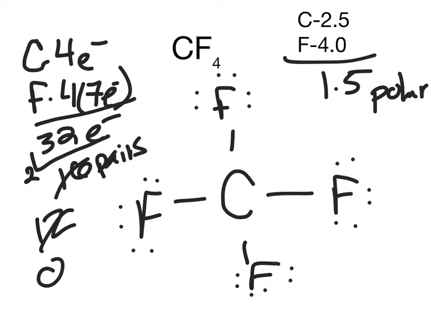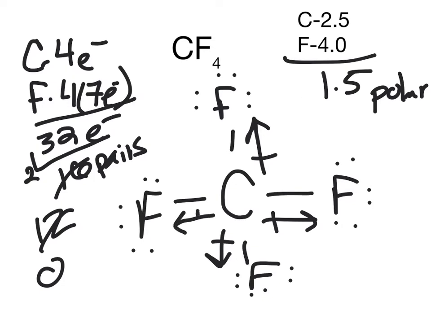So I need to draw my dipole. Remember, my dipole always points to the more electronegative. So I know fluorine is more electronegative than carbon. So I'm going to draw my dipoles for each bond facing out. Carbon is the partially positive, while fluorine is the partially negative.